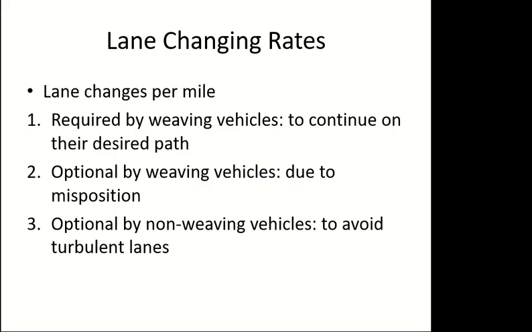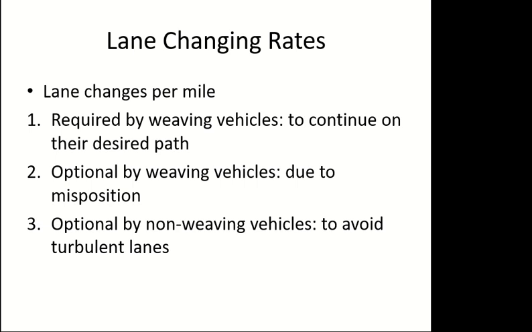Then we calculate lane changes per mile. We call it lane changing rate. So lane changes are of three types. We have required lane changes. These are the lane changes you have to make. Then we have the optional lane changes, which are because of misposition of the vehicle, and we have optional lane changes for non-weaving vehicles.